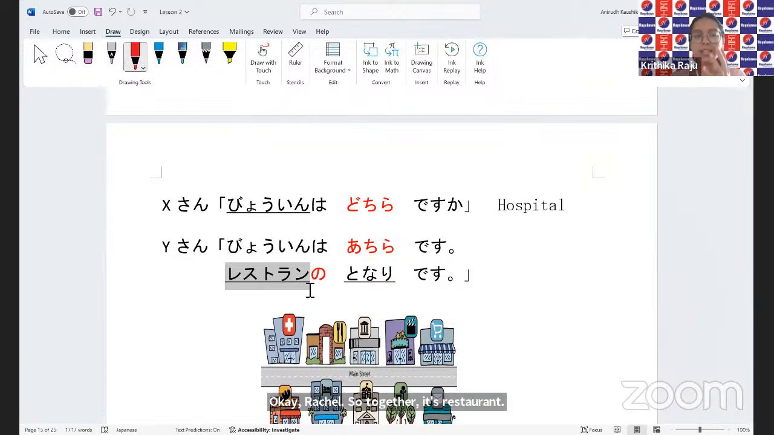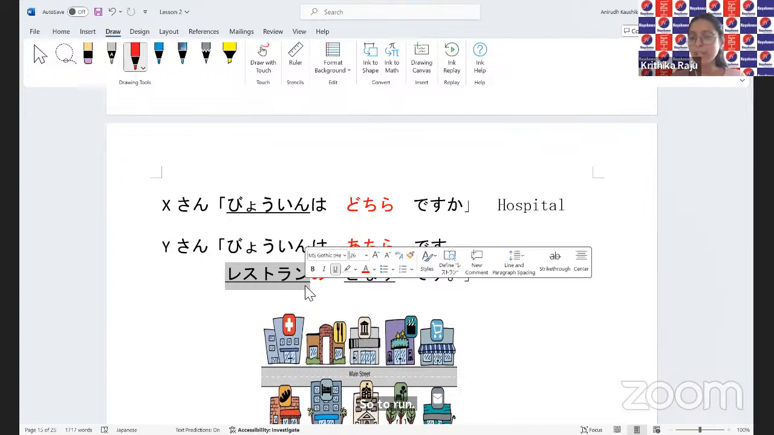Repeat after me. Restaurant. Okay, the final t sound is not there. It's not restauranto. It's just restaurant. That's all.